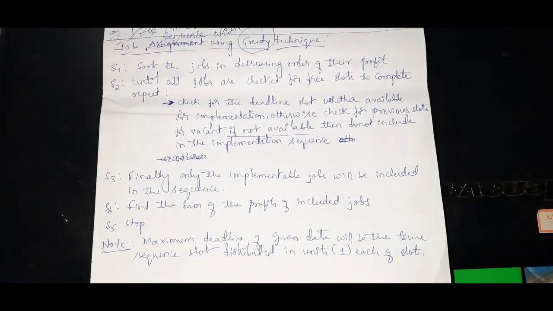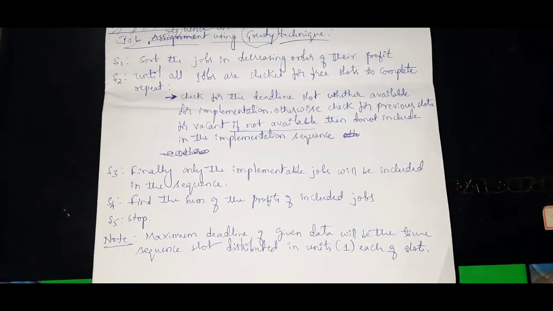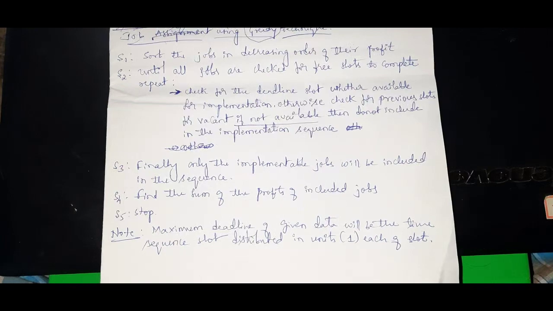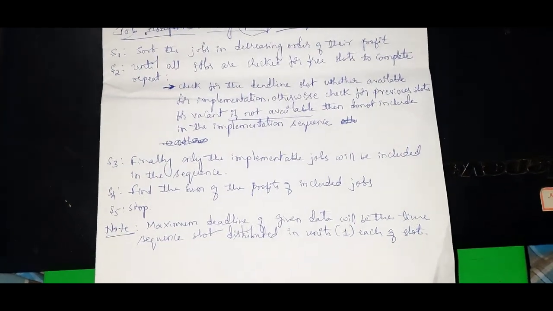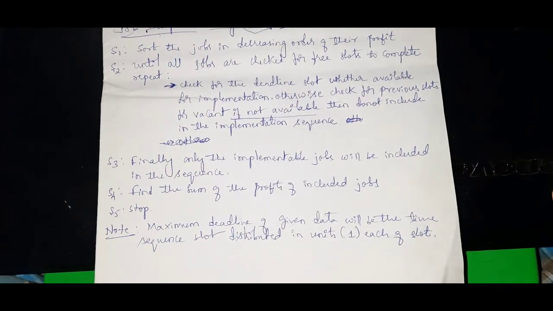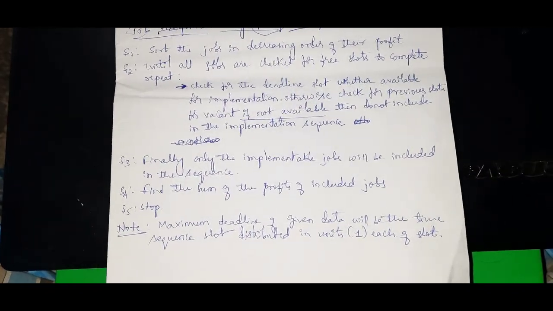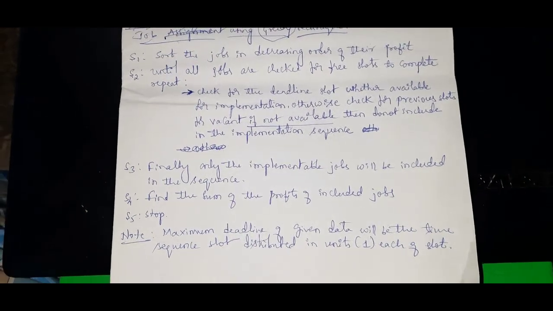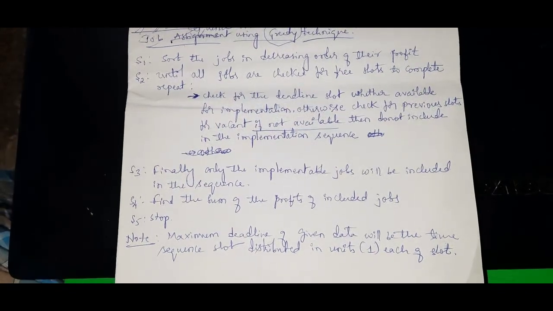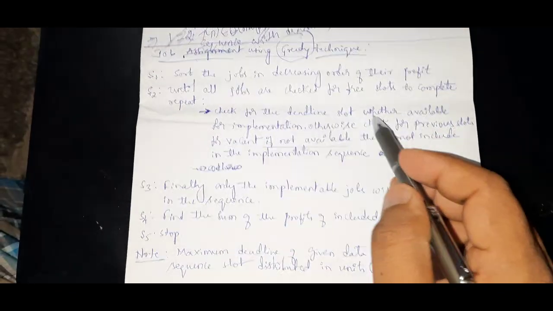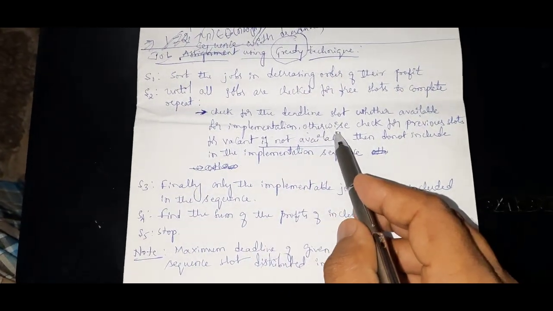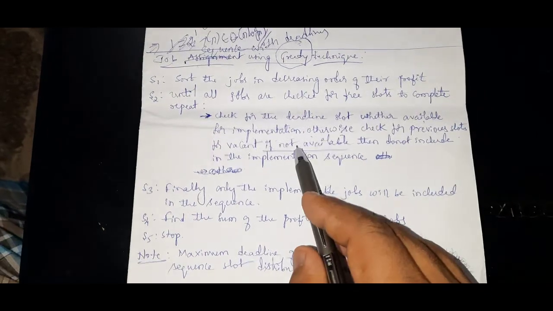And second step is, until all the jobs are being checked for completion or inclusion in the sequence, I repeat this. What I'm going to do is see the deadline given for each job, whether it can be completed within the schedule of time given to complete the job. I hope you can see this. Check for the deadline slot whether available for implementation. Otherwise, if it is not available, check for previous slots if it is vacant.